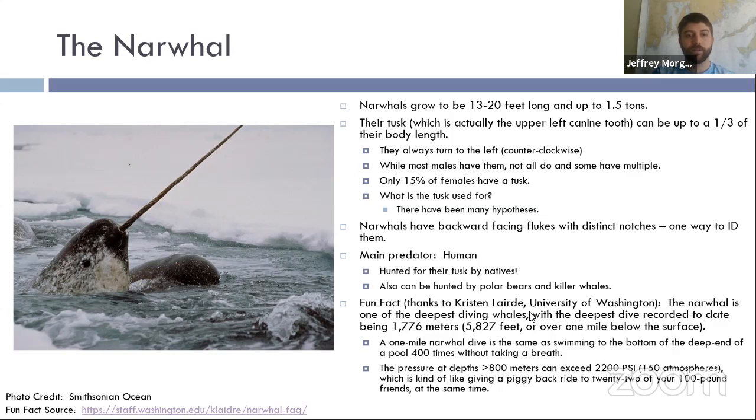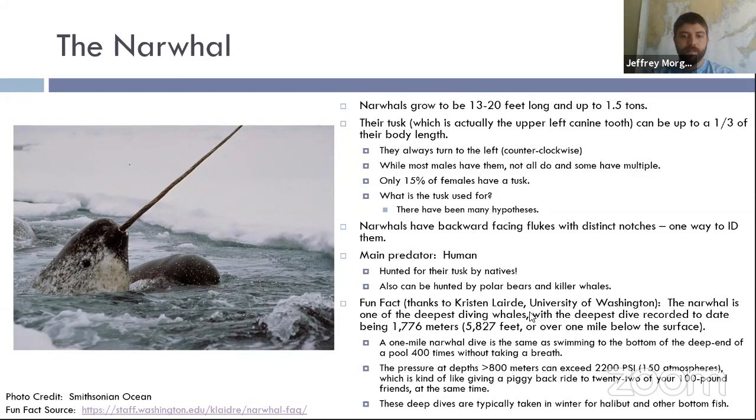So these creatures really do need to be able to adapt to slowing their heartbeats and things to be able to dive that deep. And the pressure at depths of over 800 meters in our ocean would be like giving a piggyback ride to 22 of your 100-pound friends at the same time. So think about all of that weight being put down on you, which is why as humans we need to be going down in submarines and pressurized submersibles to be able to go to those depths.